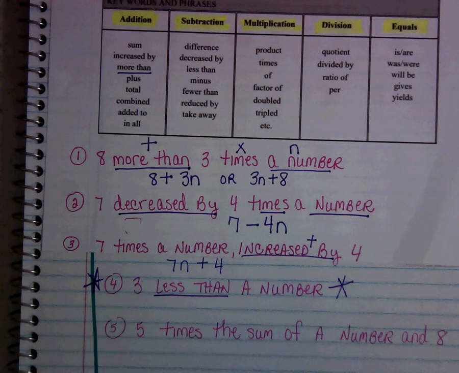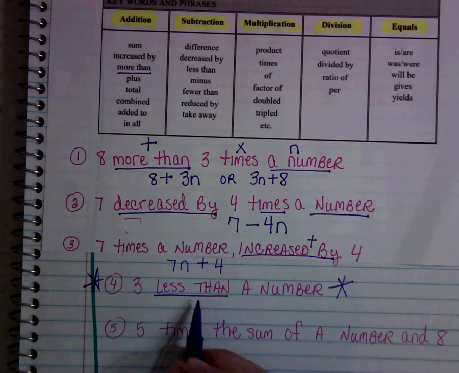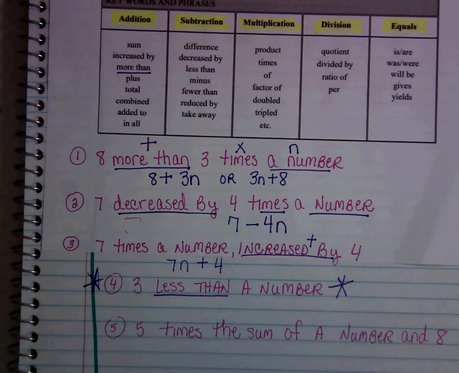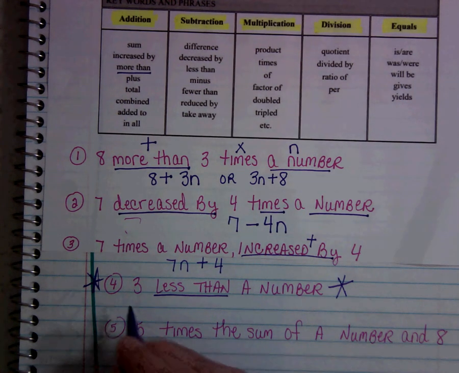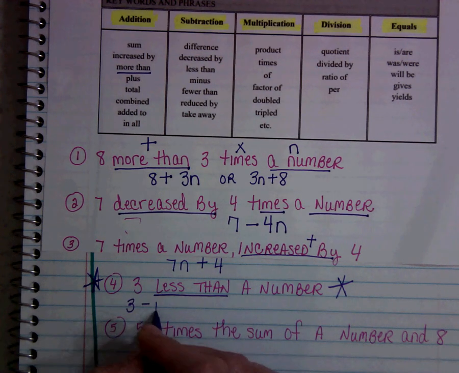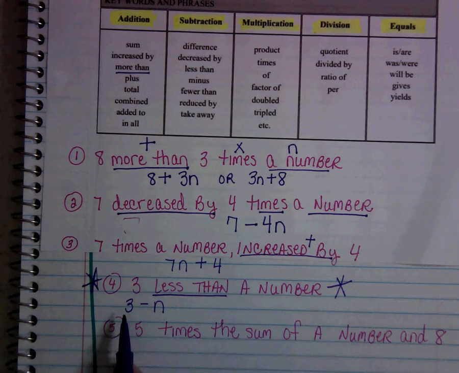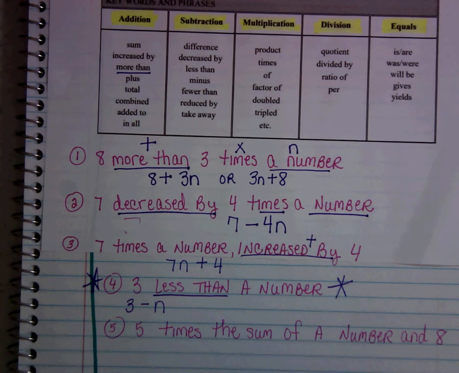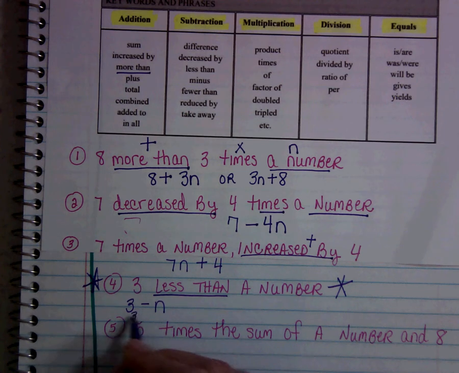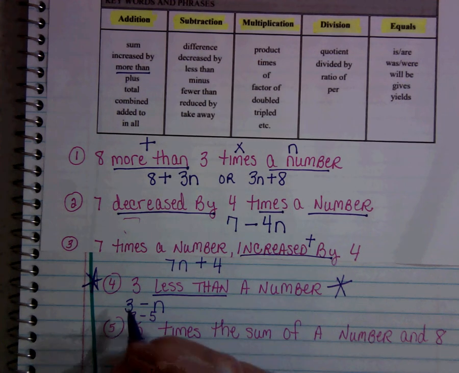I think we know that less than, notice it doesn't say is less than, so it's not an inequality symbol. It's less than, so that means subtraction, okay? But I want to ask you, if we write this word for word, is that correct? Does this show 3 less than the number? If the number was 5, is 3 minus 5 going to give me the correct answer? 3 less than 5? I hope you're saying no.